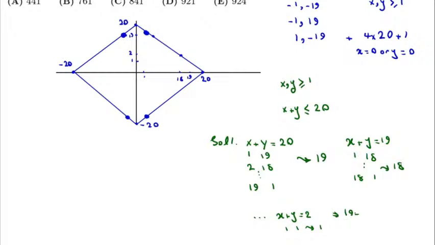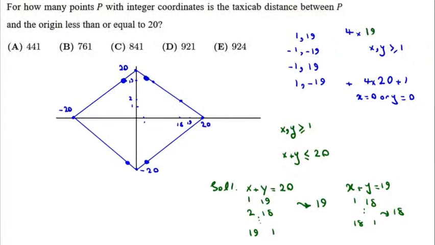So the answer for this case is 19 plus 18 plus up to 2, 1, which is 19 times 20 over 2. 20 over 2 is 10. 10 times 19 is 190. So if you replace it here, it will be 190. 4 times 190 equals 760. Then 760 plus 81, which is 4 times 20, 80, plus 1. So it will be 840, plus 1 is 841, which is C.